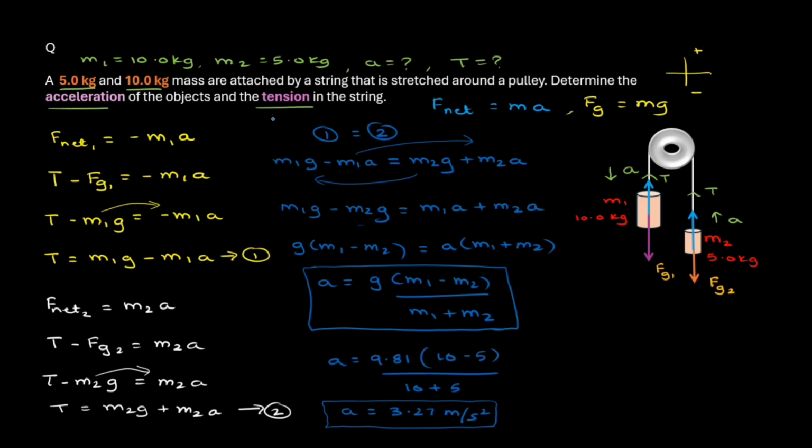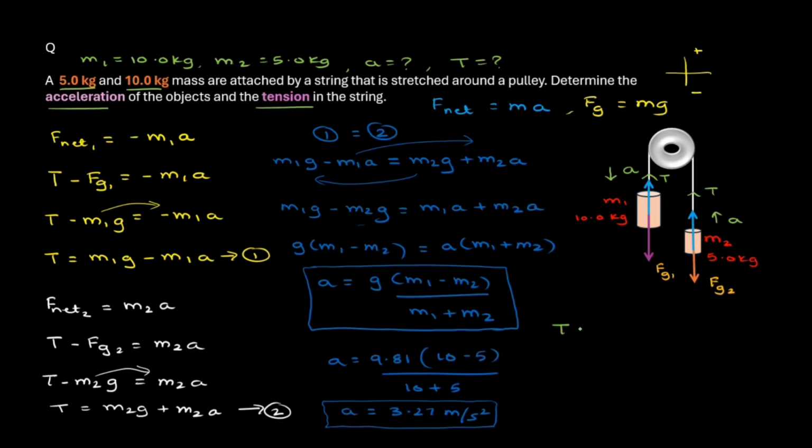Then in part B, we need to find what is the tension in the string. Now we have two equations for tension, equation 1 and 2. And since I already found the acceleration, I can substitute this value of acceleration in any one of the equations to find what T is. So let's substitute the value of a in equation 1 to find T.